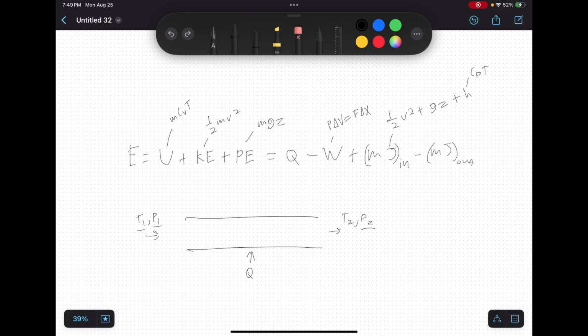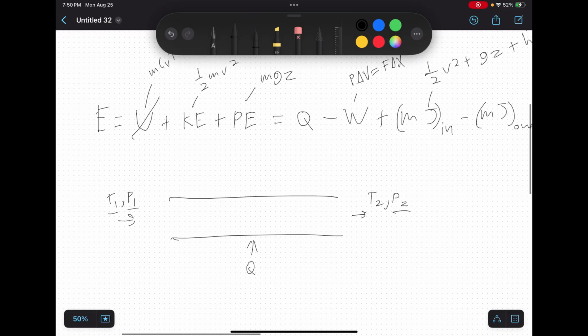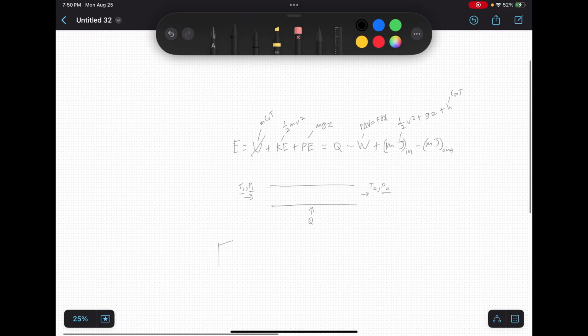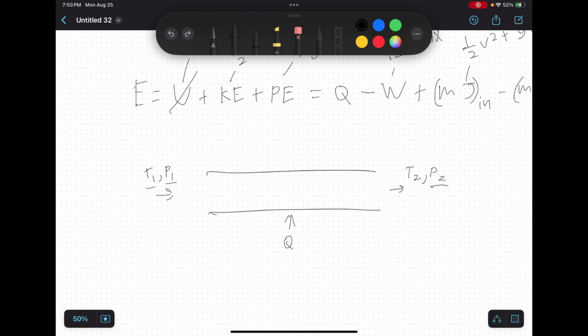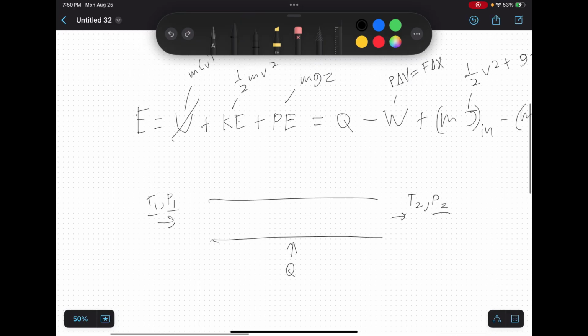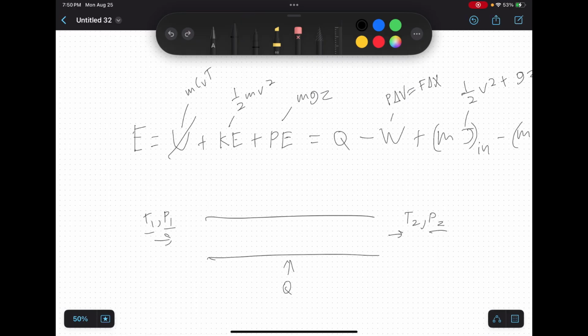Well, okay, so you can cross out U because there's no internal energy. There's internal energy if there's a box and the stuff inside of it gets heated up, but the stuff inside of it stays there. In this case, the stuff inside doesn't stay because it goes in one side and goes out the other side. So U cancels out.